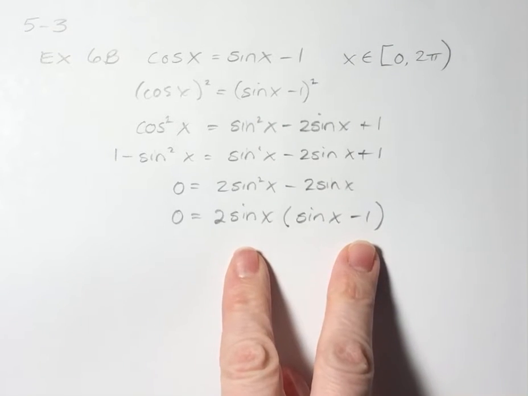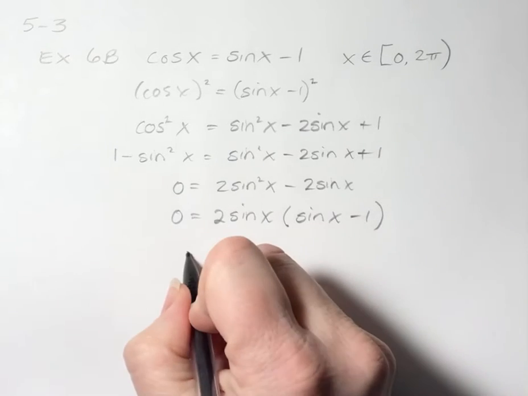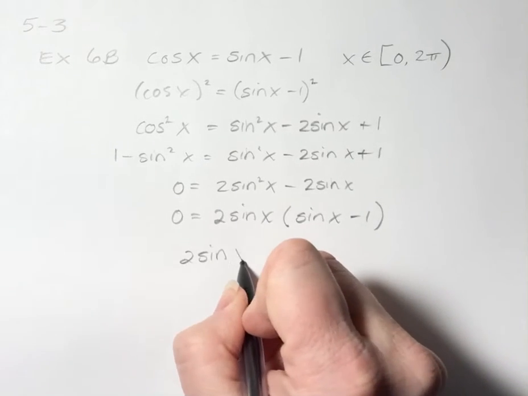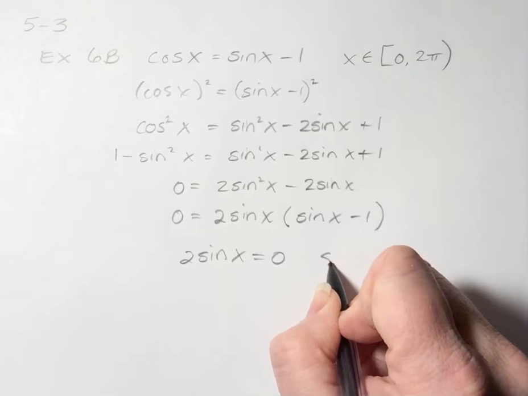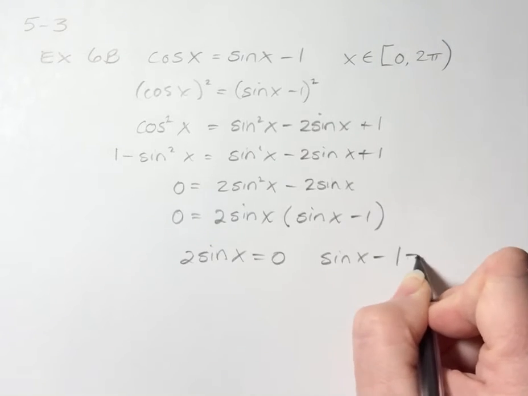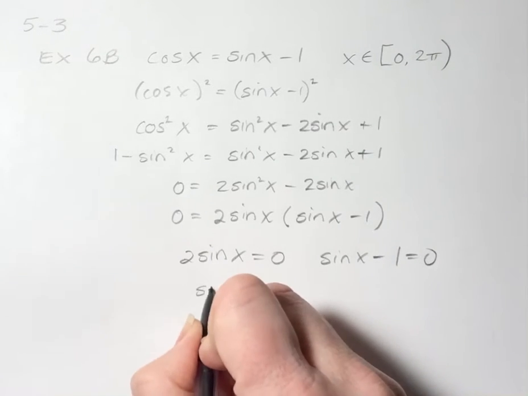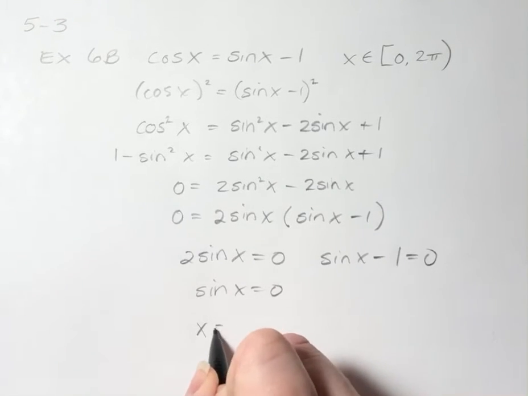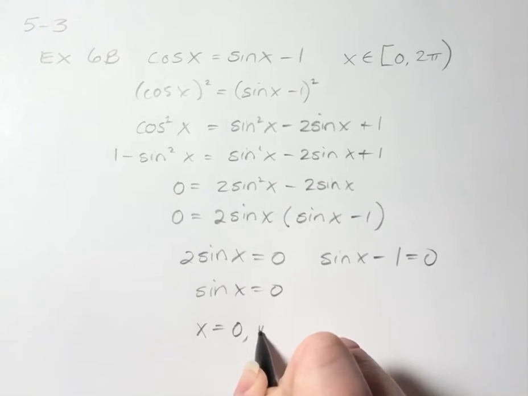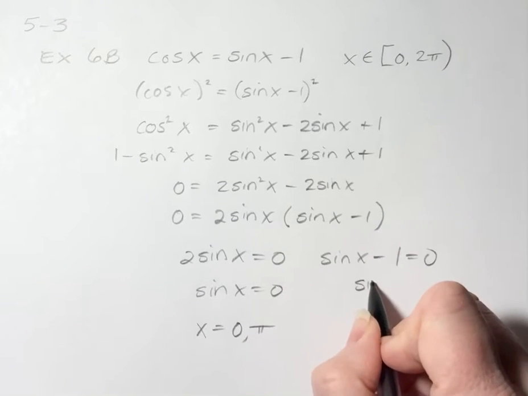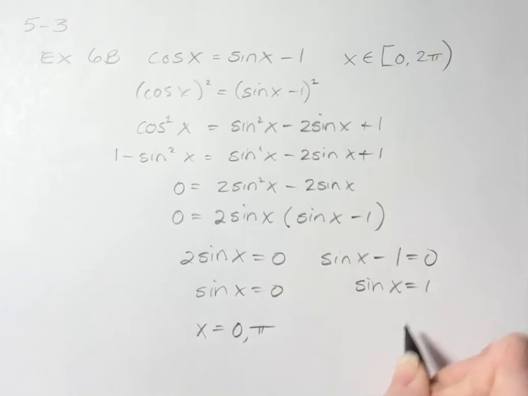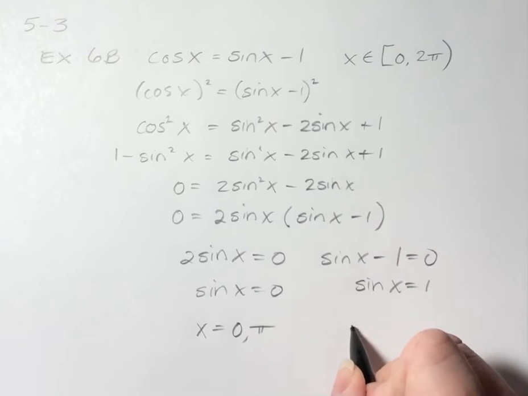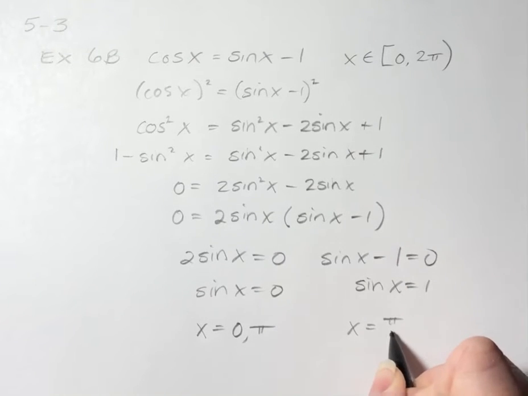Again, I can use the zero product property and set this one equal to 0, and this one equal to 0. So here I have sine of x equals 0. Sine of x is equal to 0 at 0 and pi. And here I have the sine of x is equal to 1. Sine of x is equal to 1 at pi halves.